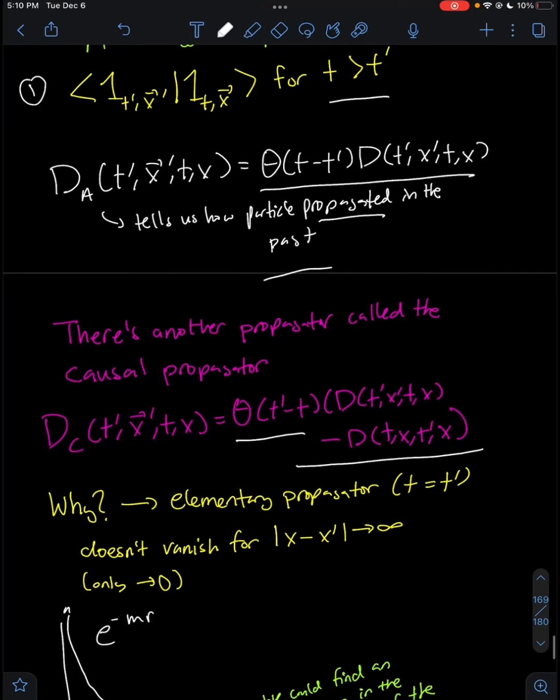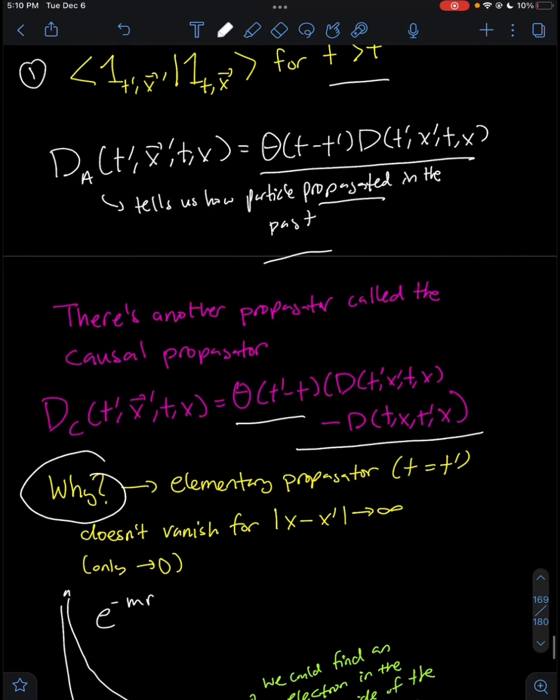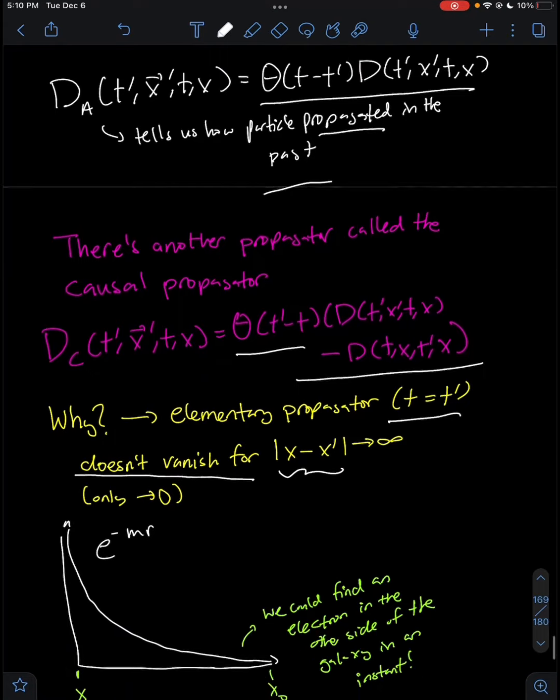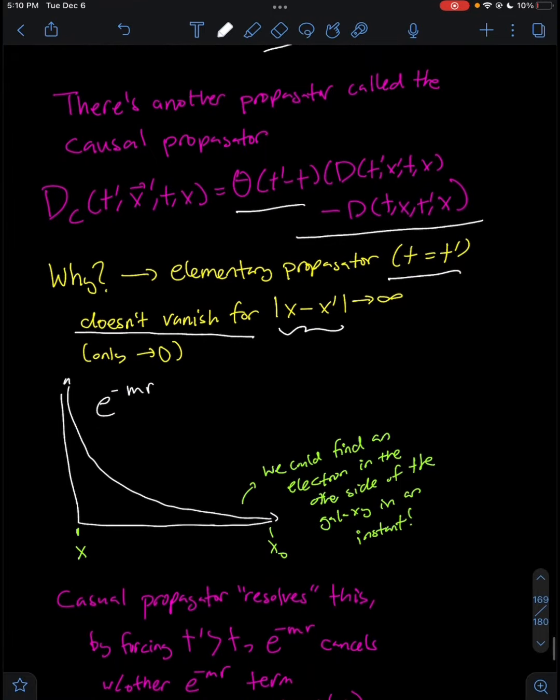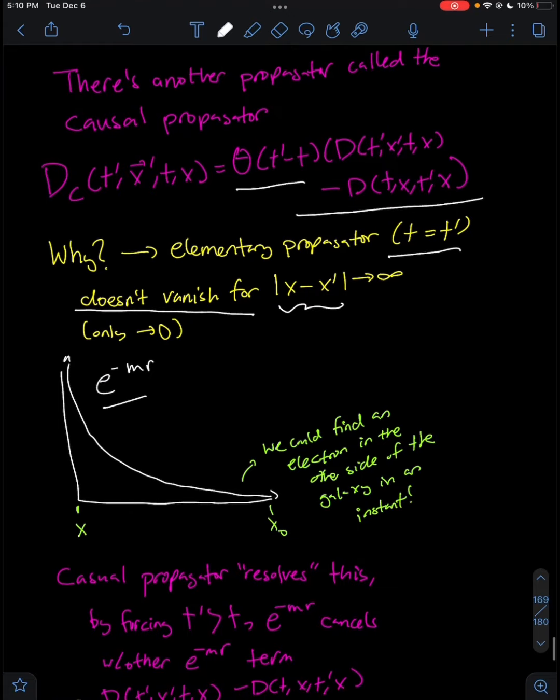So why are we considering this propagator? Well, because the elementary propagator for equal times doesn't vanish when the distance is large. So remember from our last video, we were talking about the amplitude that a particle goes from x to x prime. And we talked about how it behaves like e to the minus mr. Now e to the minus mr at very high distances does not actually go to 0. It approaches 0, but it isn't actually equal to 0.